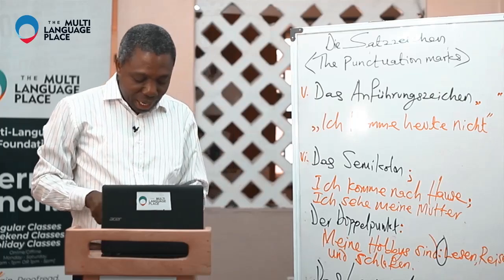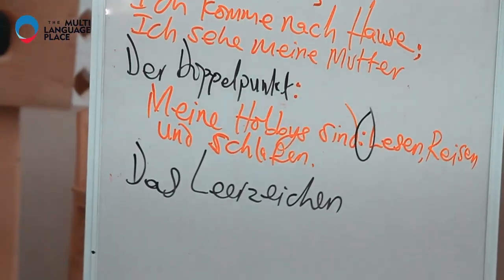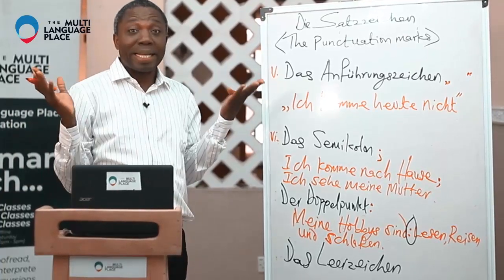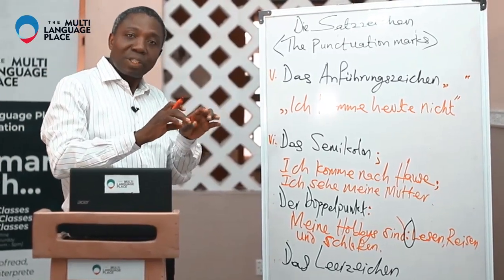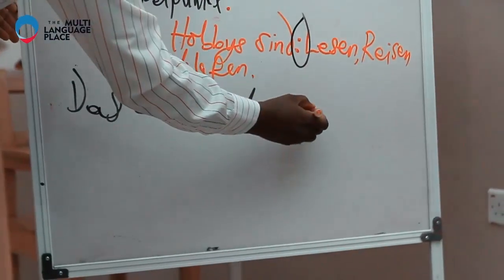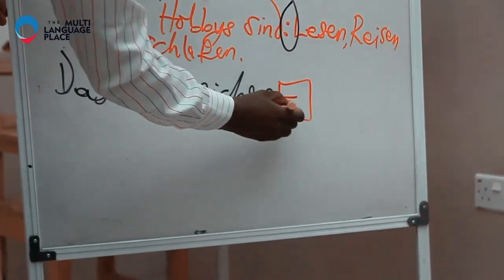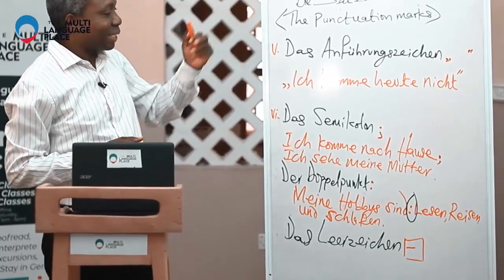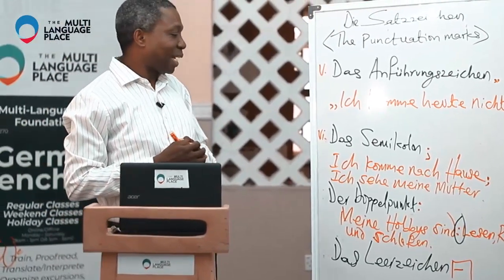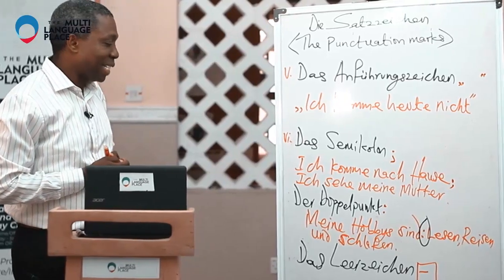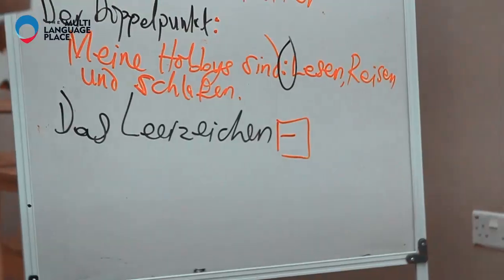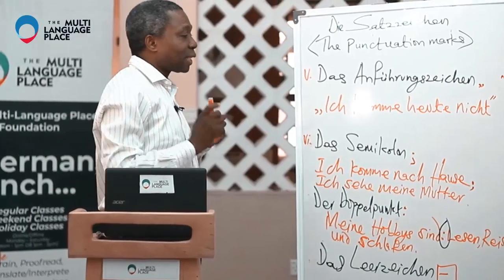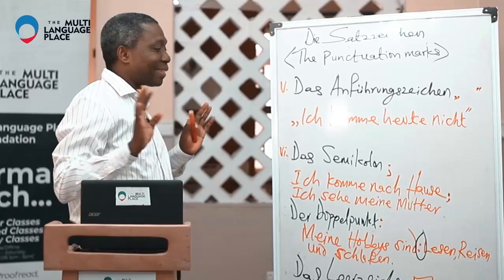And then we come to the next one, which is das Leerzeichen. Das Leerzeichen is actually space. You write a word on computer, you want to space it. So this is what it looks like, space. Okay, and we just want to go through it again. Das Anführungszeichen, das Semikolon, der Doppelpunkt, das Leerzeichen.